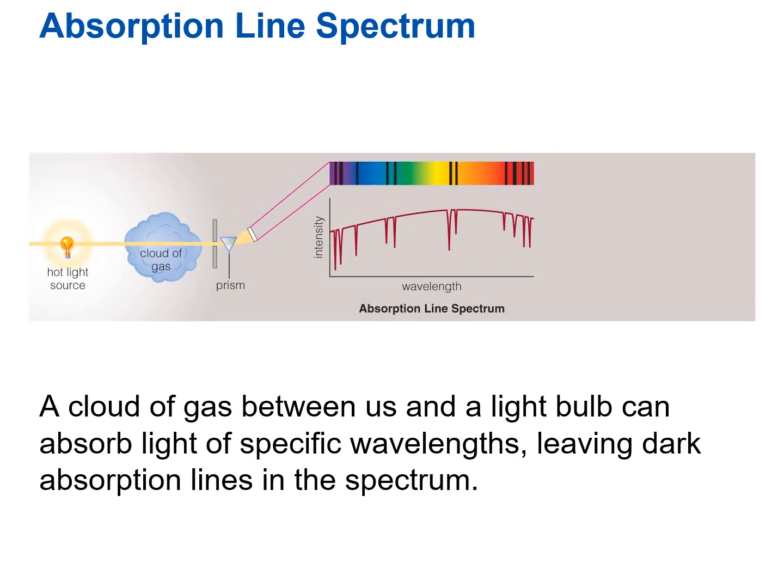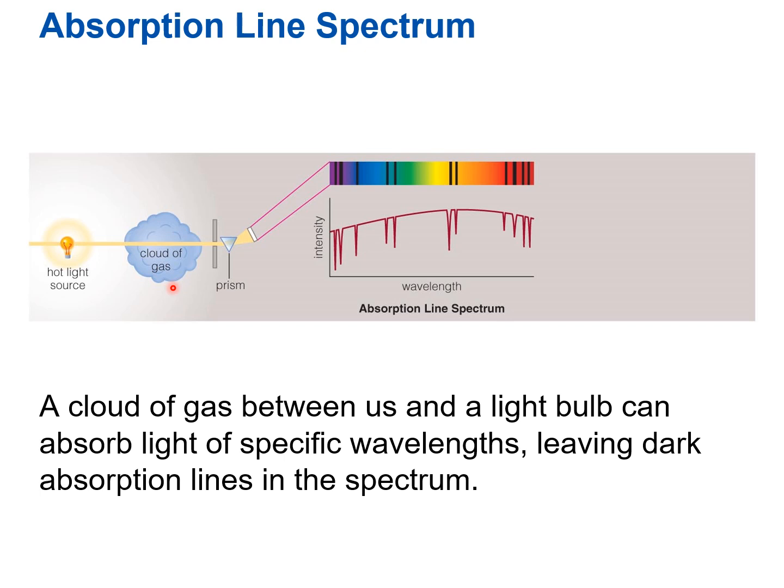The third type of spectrum is not an emission line spectrum, but an absorption line spectrum. And remember, absorption is one of the other four ways that matter and light interact. So here we have a hot source of light. It could be a light bulb, but in astronomy, it's going to be a star or a galaxy. And we have a cold cloud of gas.